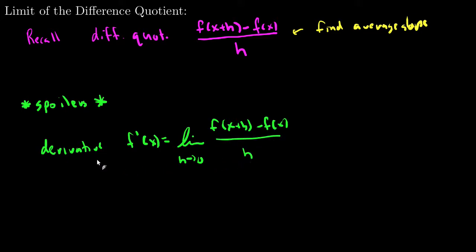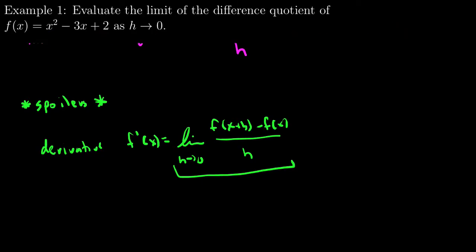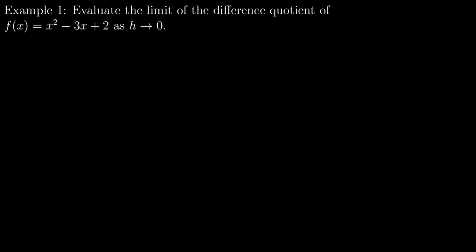Now, what is the derivative? What does it find for us? Why does doing this limit get me there? We'll answer those in a later video. For now, let's just consider this limit as a neat little limit problem that we can do. So let's see one example to get a handle on how to do this.